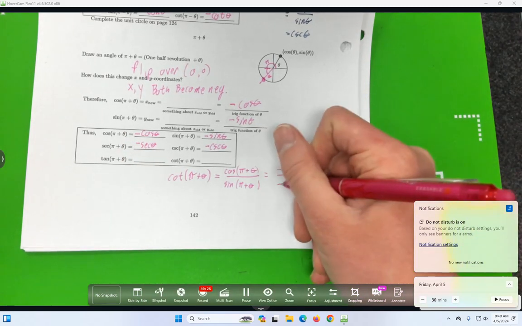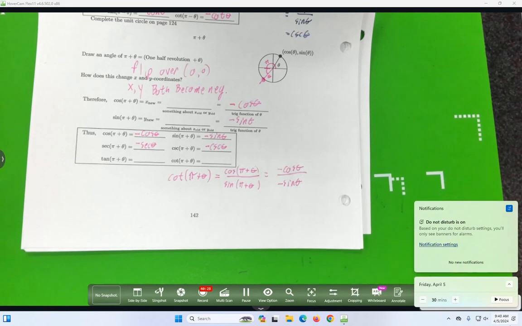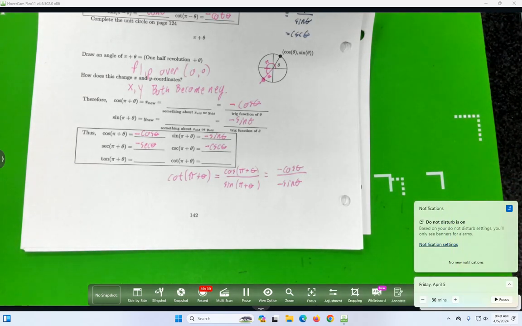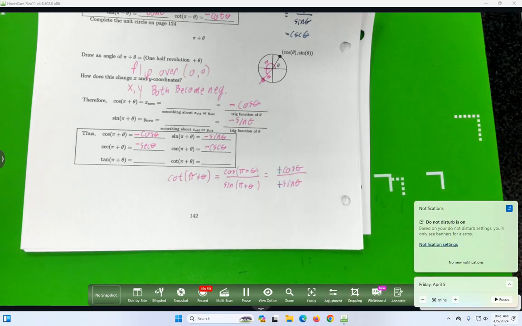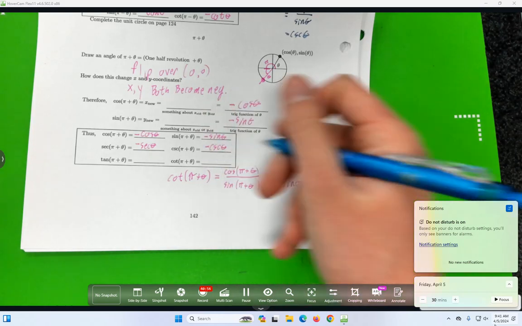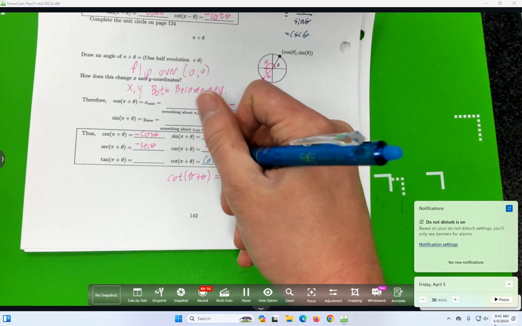Same thing with sine. And now, you know the game, it's simplify and see which trig function it is. What simplifies there and what trig function does it become? The negatives cancel out. Cool. Negative divided by a negative becomes positive, so I just have cosine over sine. And that is cotangent.